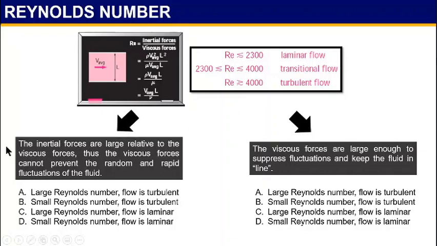Two questions. The inertial forces are large relative to the viscous forces. Thus, the viscous forces cannot prevent the random and rapid fluctuation of the fluid. A, large Reynolds number, flow is turbulent. B, small Reynolds number, flow is turbulent. C, large Reynolds number, flow is laminar. D, small Reynolds number, flow is laminar. So which one? Of course, large Reynolds number, flow is turbulent.